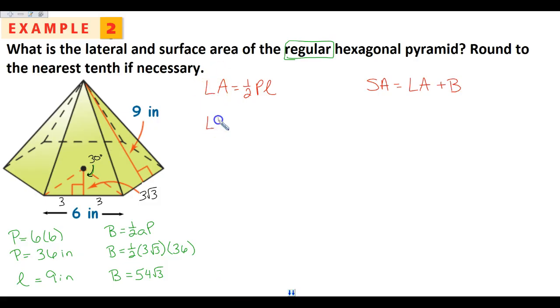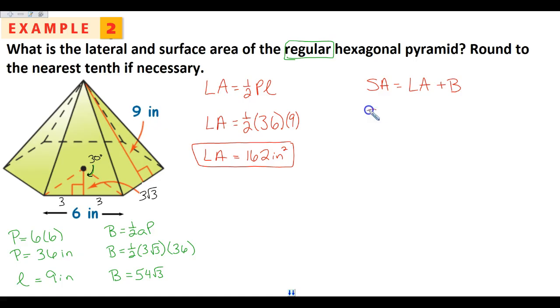So, lateral area, 1/2 perimeter of the base, which we found was 36, times the slant height, which is 9. And when I put all of that into my calculator, I am going to get 162, and that is inches squared.